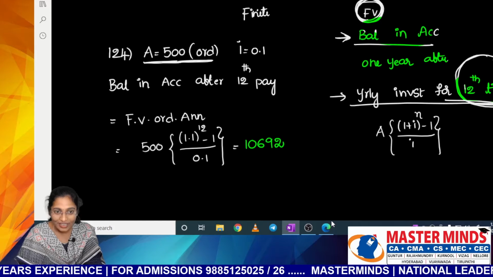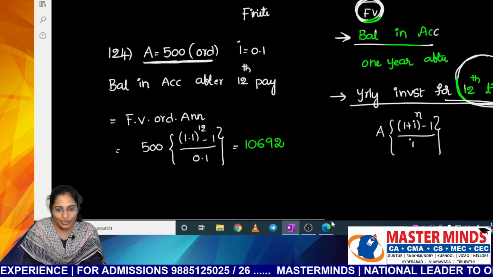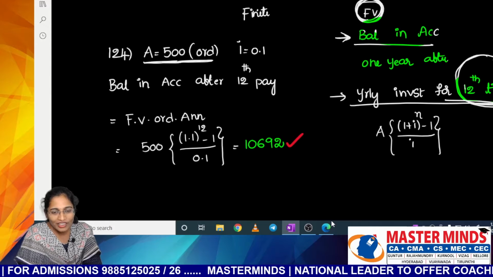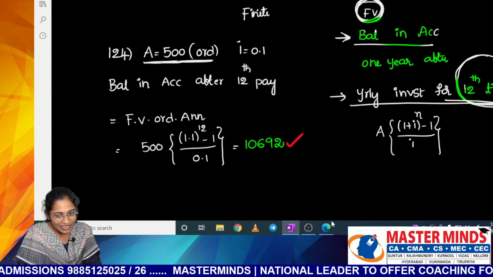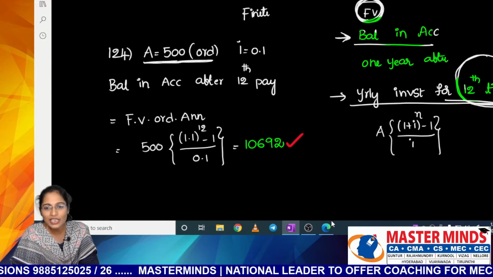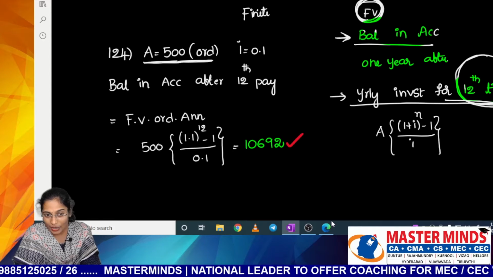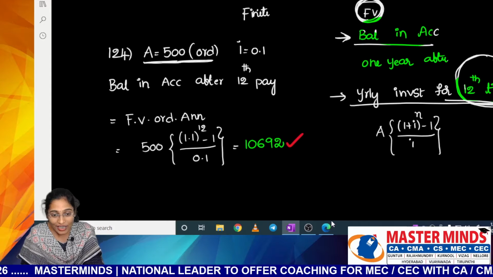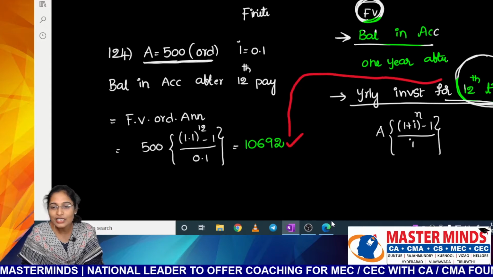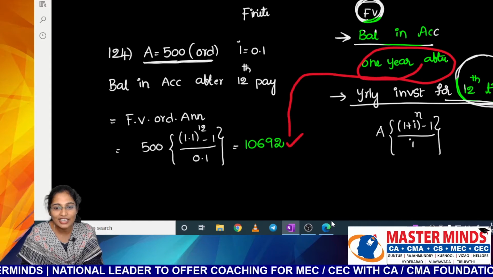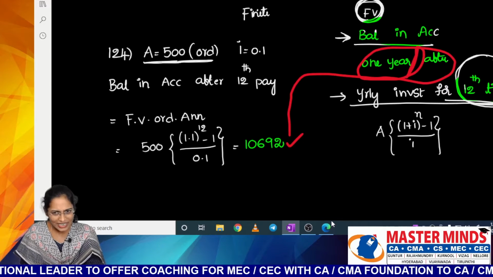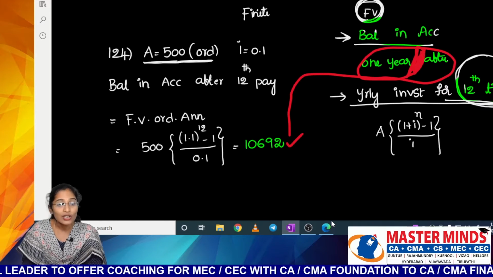No, because 10,692 is the balance in that person's account by which year? 12th year. That is the last payment, guys. Means no more further deposits are made. No deposits are made and no withdrawals take place, right? So he is keeping this 10,692 in the bank for how many years, guys? Just exactly 1 year.